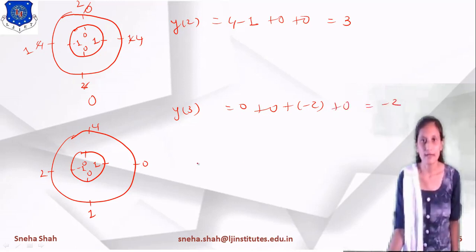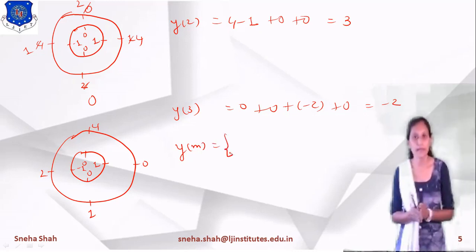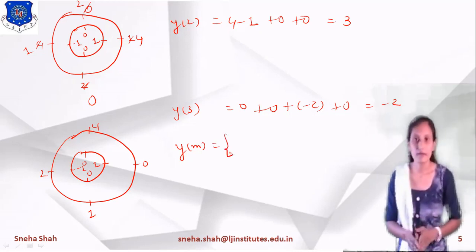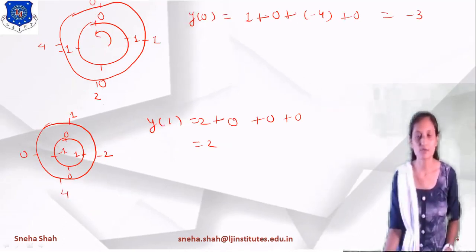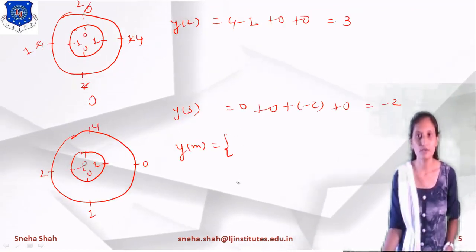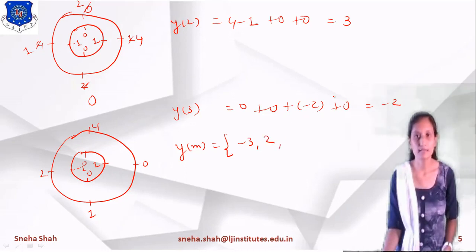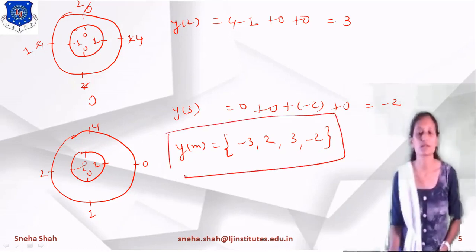Now if I want to write down the final answer of the convolution, it will be represented as y of n. What is the value of y of n? The first term is y of 0, whose value is minus 3, the next term is 2, the next term is 3, and the last term is minus 2, right? So y of n equals minus 3, 2, 3, minus 2. This is your final answer for the circular convolution.